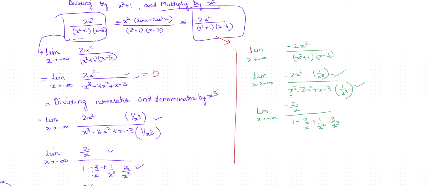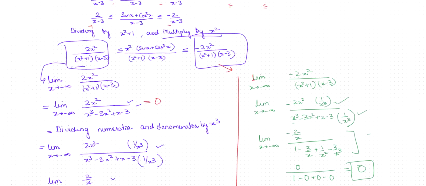On simplification, we got this: 1 minus 2 over x, and 1 minus 3 over x plus 1 over x squared minus 3x cubed. Now, as we put x to infinity, any number over infinity is 0. So we got 0 over 1, which is 0. So we got the limit for this is 0. The limit for this will be 0.